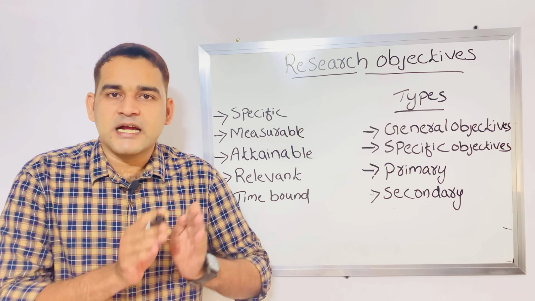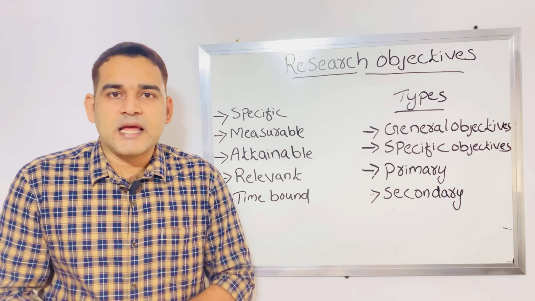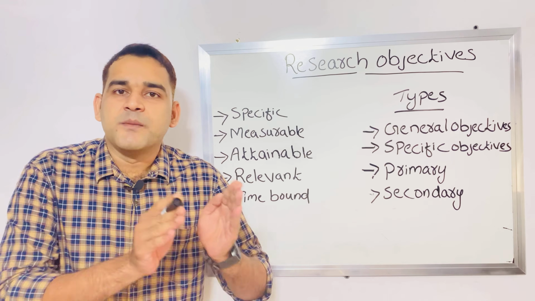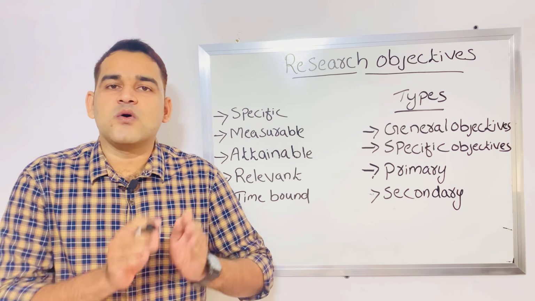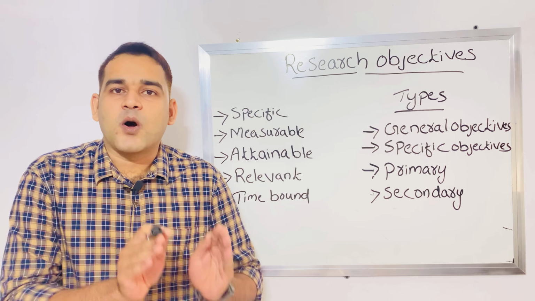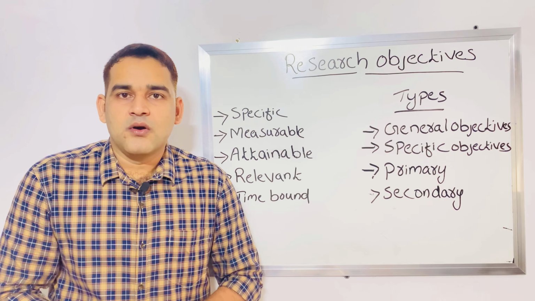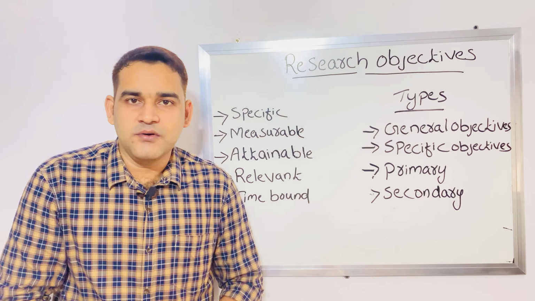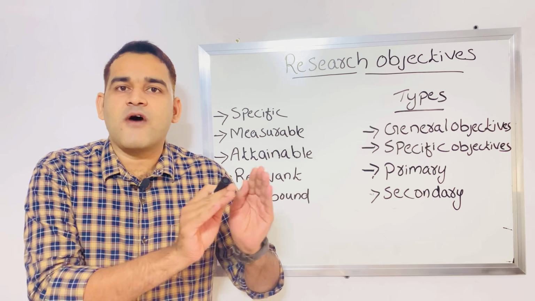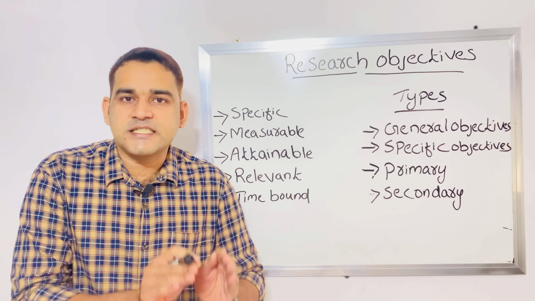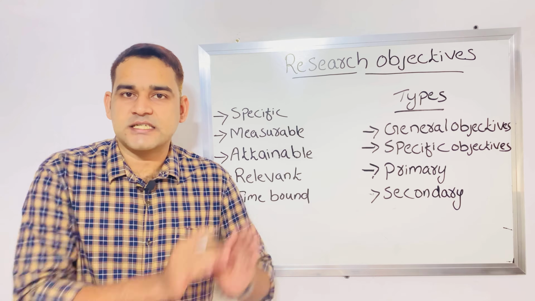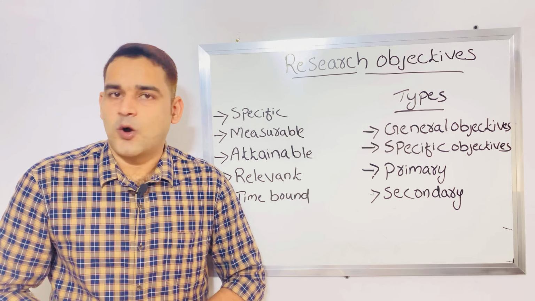And it should be clear and it should be small. That is, it should be concise and precise. You have to specify what is your goal and it should be closely related to your problem statement. So, for a research objective, you have to specify what is your goal. That is the first essential characteristic of research objectives.